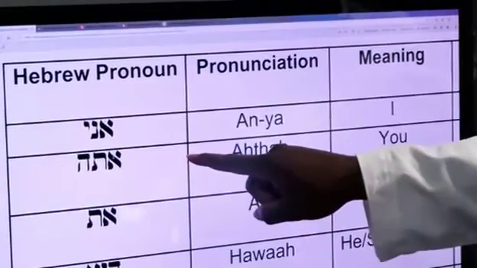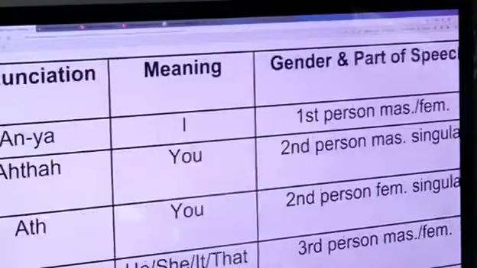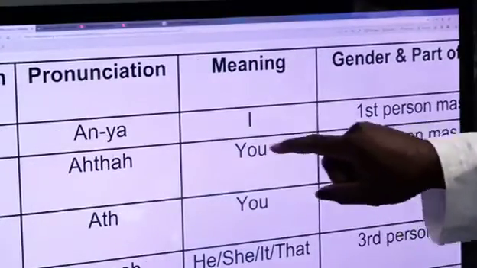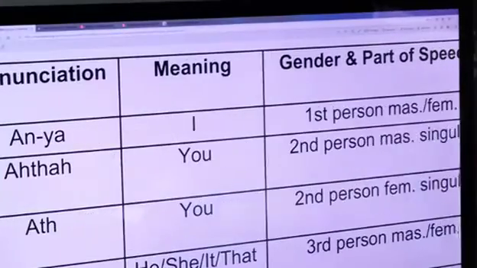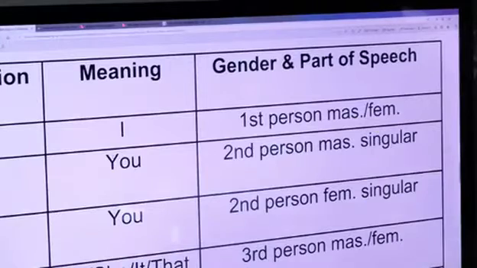Next we have atha, which means you. Okay? Now going back to anya or I, this is first person point of view, both masculine and feminine. Okay, both masculine and feminine, meaning anya or anakai can be used for both masculine and feminine.